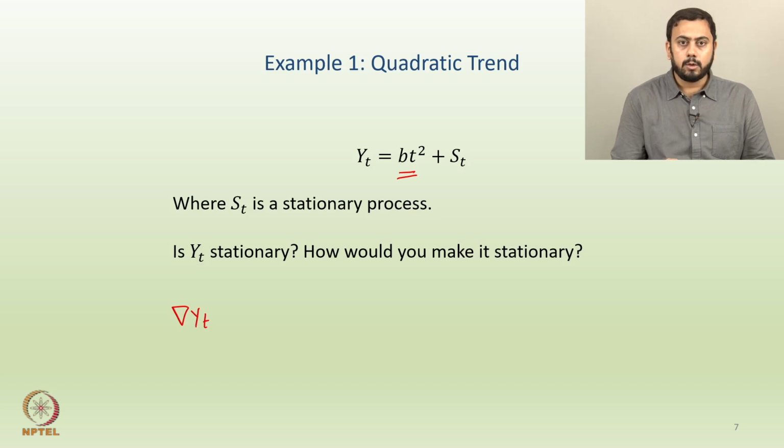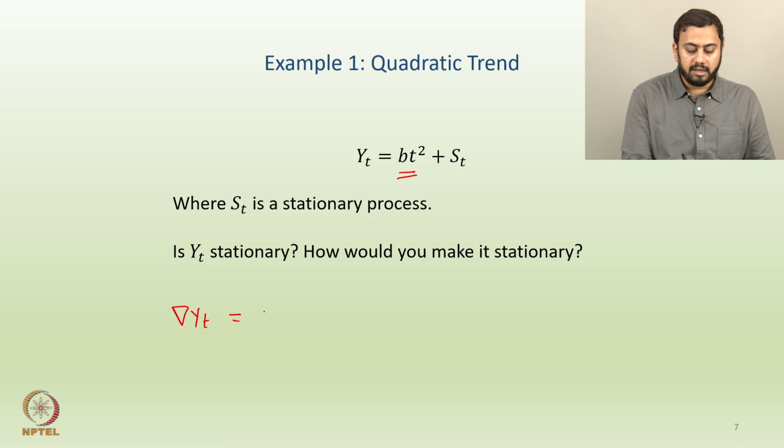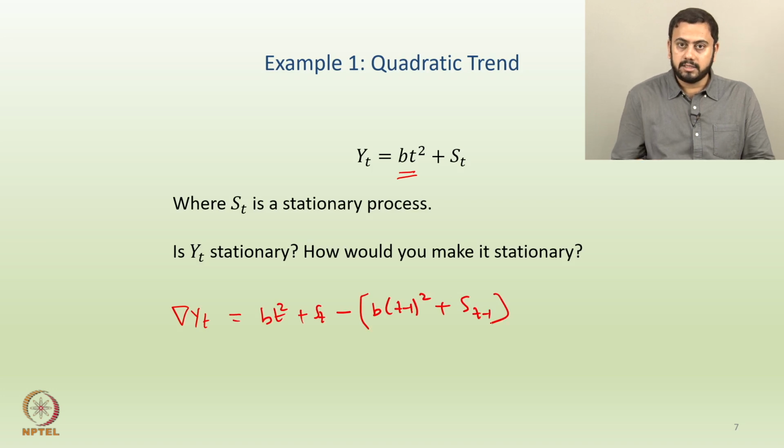If you apply nabla on yt once, it won't work out, because nabla of yt would be bt square plus st minus b of t minus 1 whole square, and then plus st minus 1. This is nabla operated once. One can see that I am not able to cancel out the t terms. I am not able to cancel out the t term. So, bt square plus st minus b of t minus 1 whole square plus st minus 1, all right.